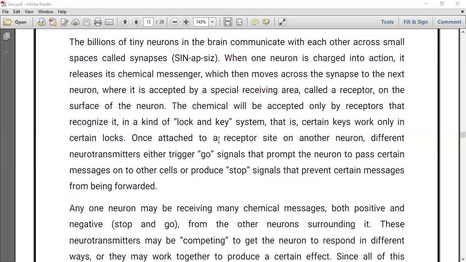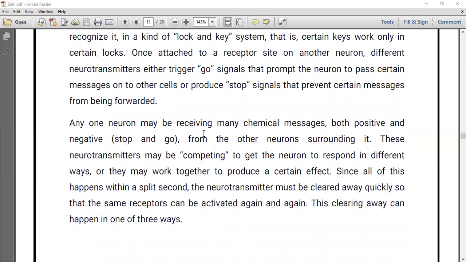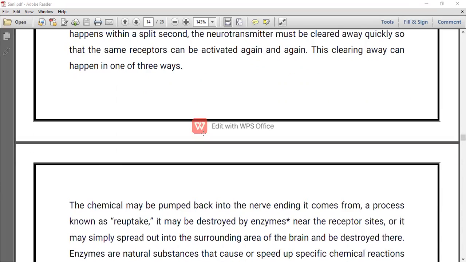Any one neuron may be receiving many chemical messages, both positive and negative, also called stop and go, from the other neurons surrounding it. These neurotransmitters may compete to get the neuron to respond in different ways, or they may work together to produce a certain effect. Since all this happens within a split second, neurotransmitters must be cleared away quickly so that the same receptor can be activated again and again.